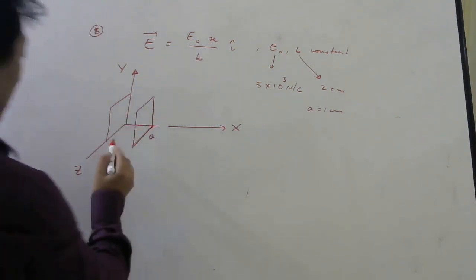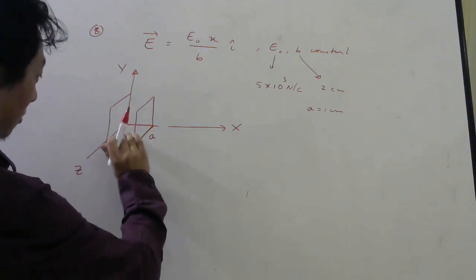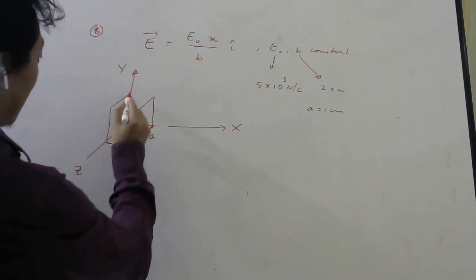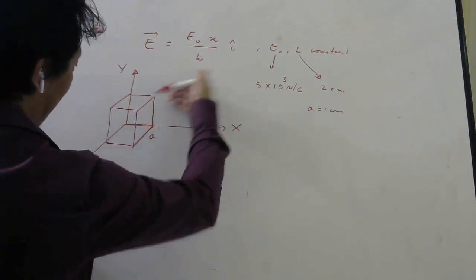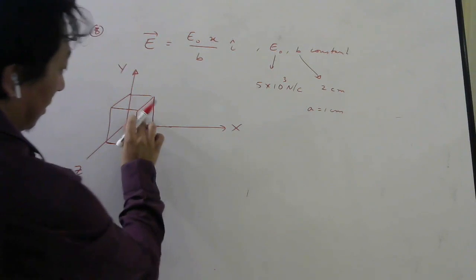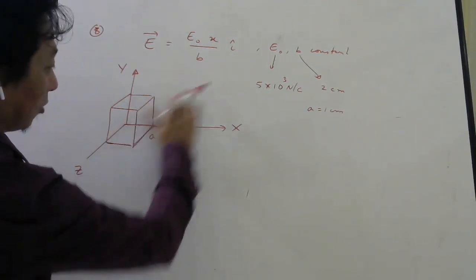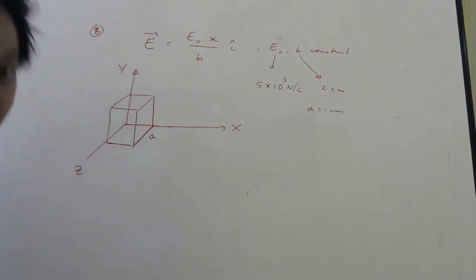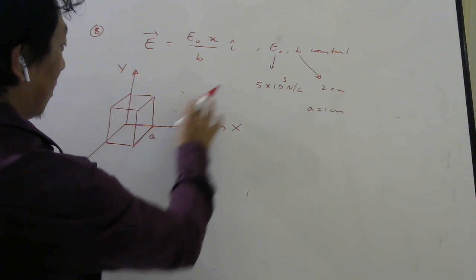Okay, then this surface will be your y equal to 0 because it is on xz plane. This surface will be your y equal to a. This surface will be the back surface, that will be on the xy plane. This is on xy plane, so z coordinate will be 0. If all the points are here, then what is the z coordinate? 0.